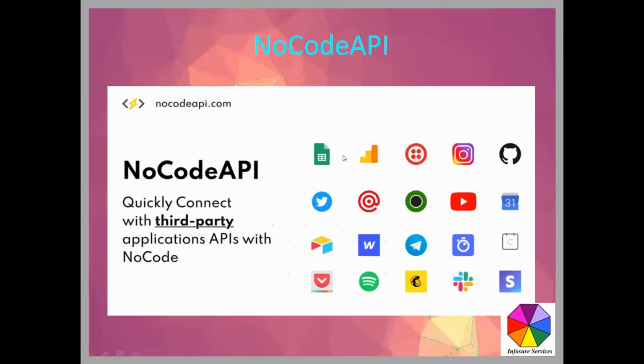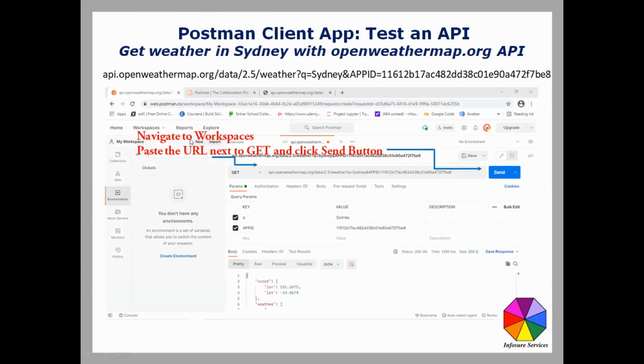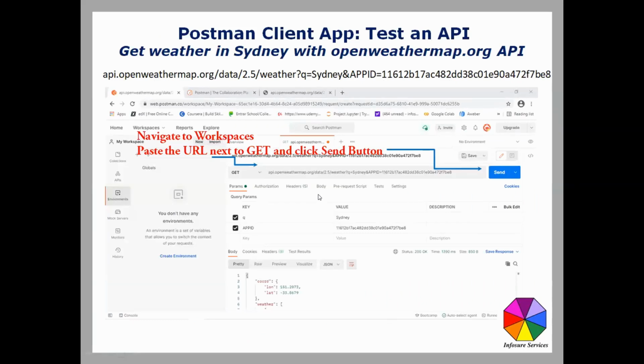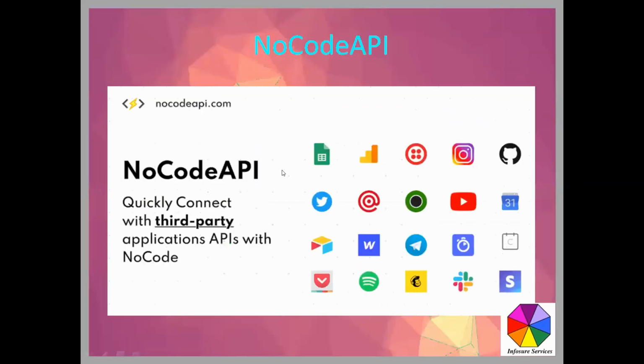Okay, no code API. No code is another website which has various endpoint testing. Postman, which is commonly used as an API development platform, and other tools have also come in. Similarly, it's called no code. Basically, you connect with a login to no code, and then they have all the endpoints already accessible.